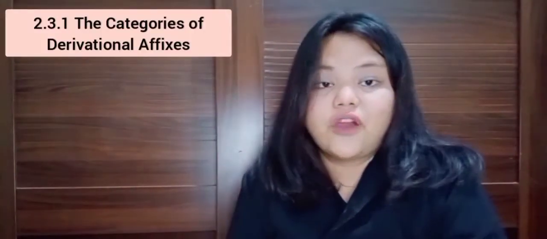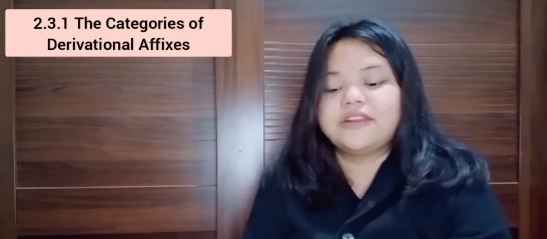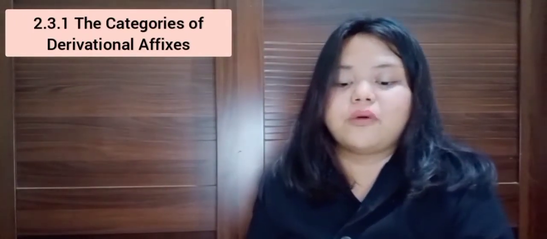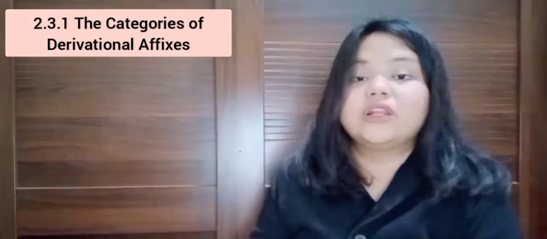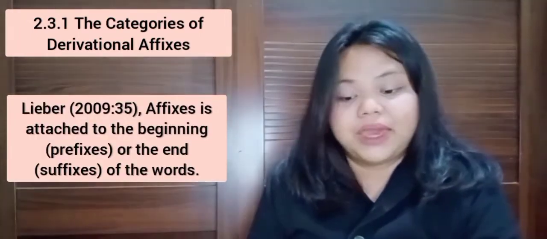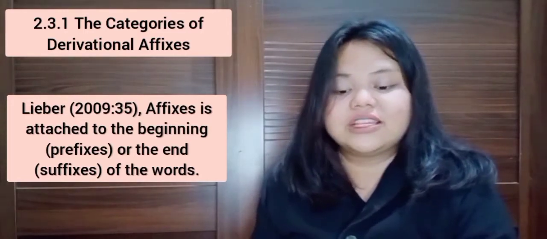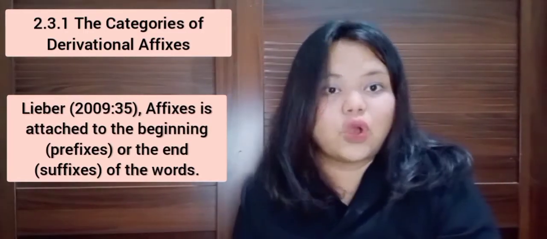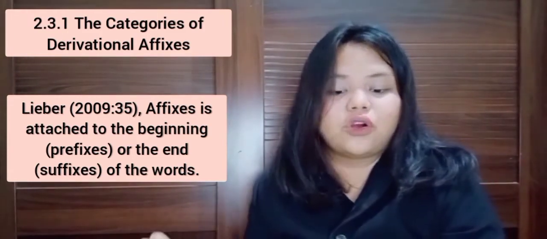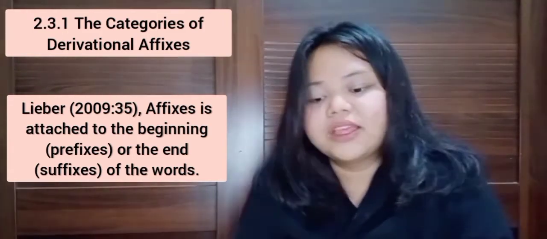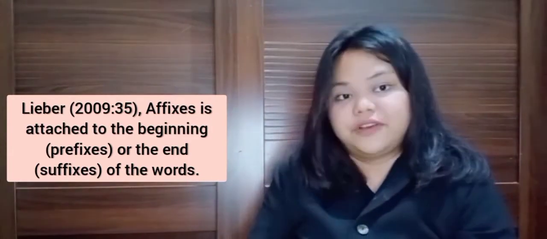The category of derivational affixes. Derivational affixes are formed from other words by means of affixation. According to Lieber 2009, page 35, an affix is attached to the beginning, called a prefix, or the end of a word, called a suffix. So there are two categories of derivational affixes, which are derivational prefixes and derivational suffixes.